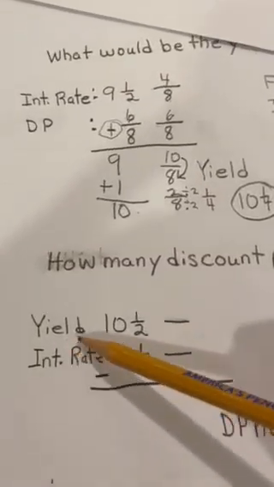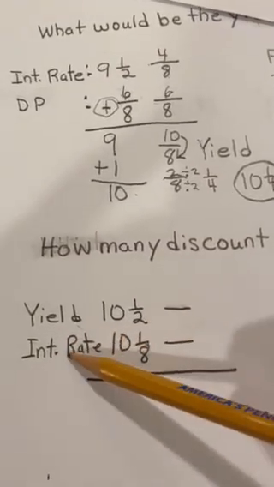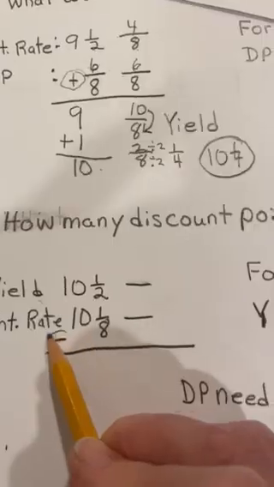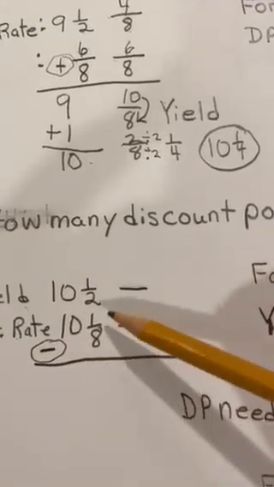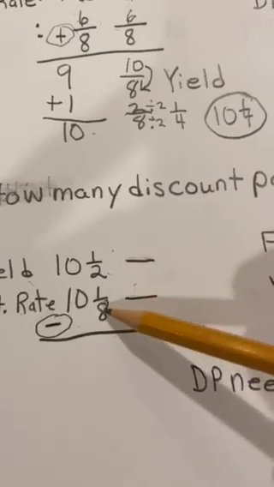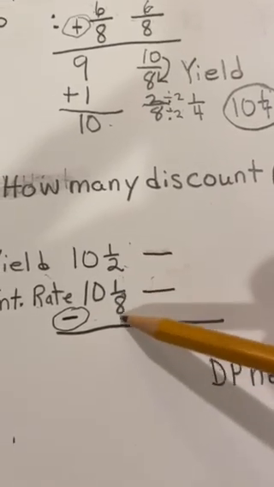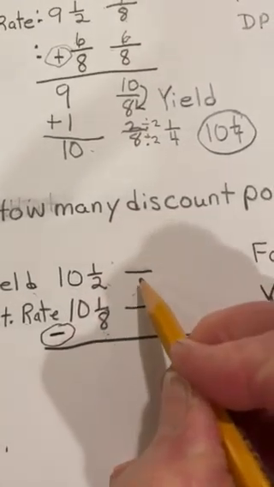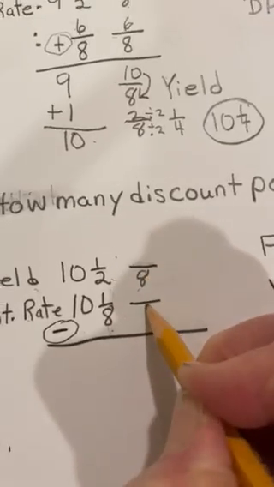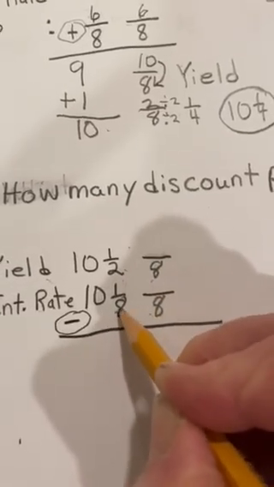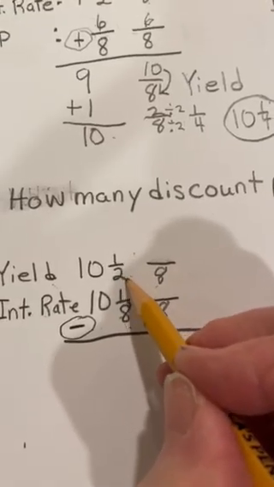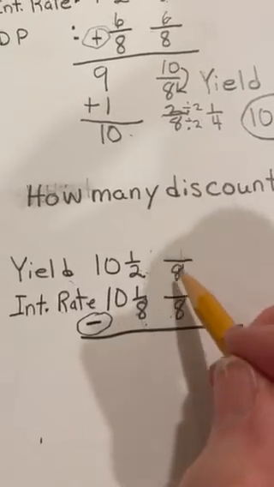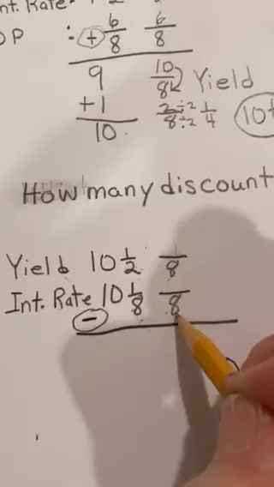We would put down the yield from your problem, which is 10.5. The interest rate is 10 and 1/8. And when you do yield, you always do minus for yield. So 10.5. We know that 10 and 1/8 is already in eighths, so we don't have to convert that one, but we do have to convert the half. You use 8 as your common denominator, and if you already studied your chart, you know 1/2 would be 4/8, so you would automatically put that as 4/8, and then your 1/8 on this side.